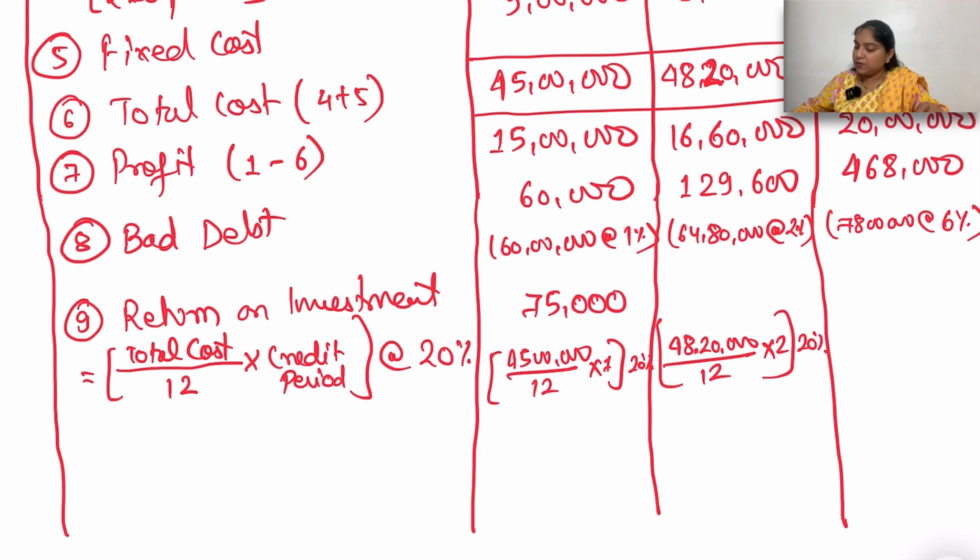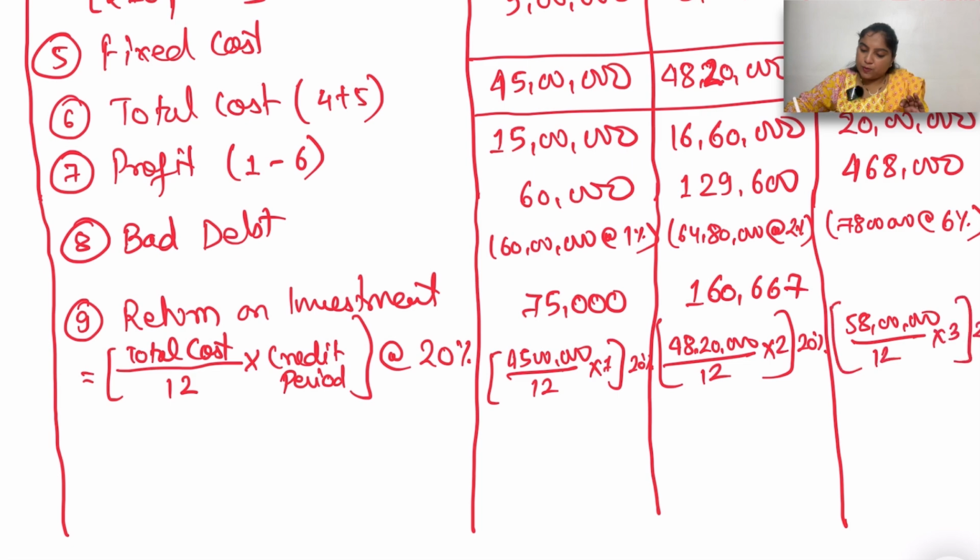In the next case, we have 48 lakh 20,000 by 12, 2 month credit period. So 48 lakh 20,000 divided by 12 into 2, 20%. So 1 lakh 60,667. Why am I doing this calculation? Hope you are able to find it. Let's solve the third scenario quickly. By 12 into 3, 20%. Because with the help of this we get the investment value and the return is 20%, so we compute 20%.